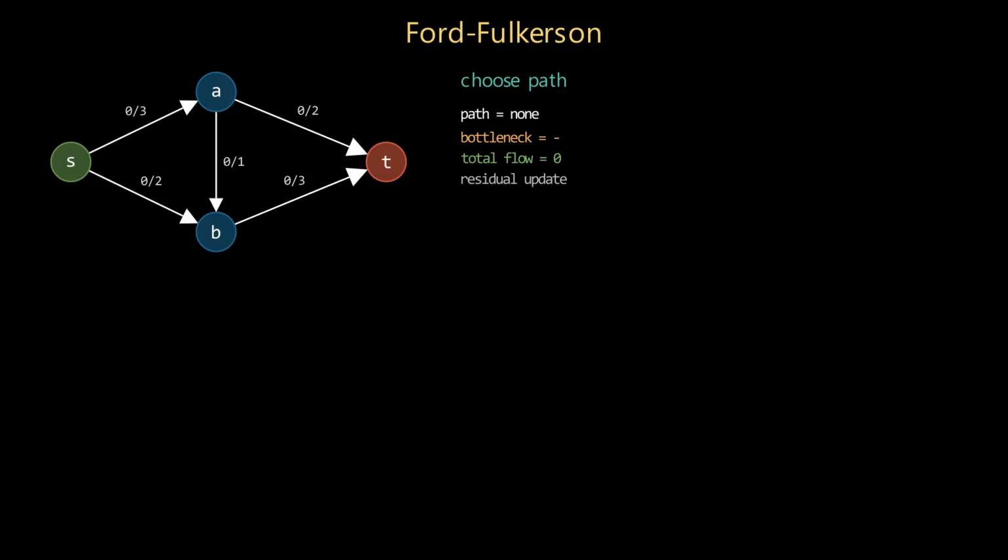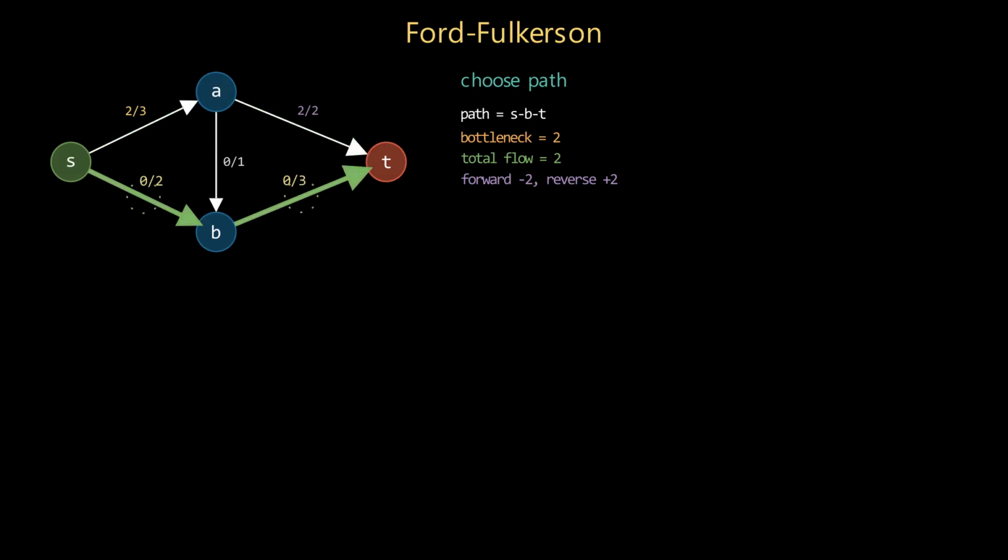Ford-Fulkerson keeps repeating one idea: choose an augmenting path from S to T in the residual graph. For path S to A to T, the smallest remaining capacity is 2, so we can send 2 units. After sending flow, subtract it from each forward edge on the path, and add reverse capacity so flow can be undone later if needed.